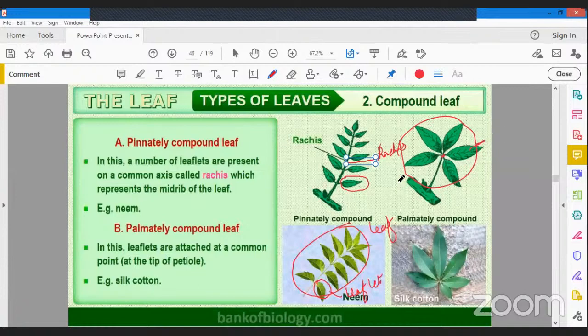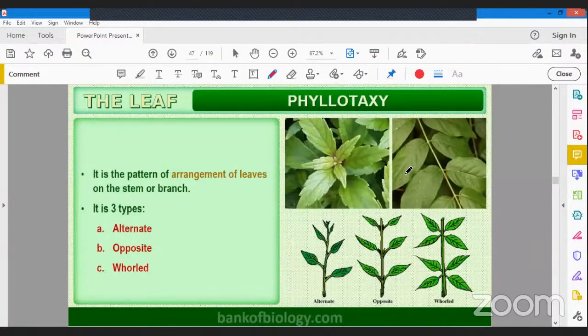Done. So we go to the next part. Phyllotaxy. What is phyllotaxy? It is the pattern of arrangement of leaves on the stem or a branch. It is called phyllotaxy. Take down. So there are three major types of arrangement: one is alternate, the other is opposite, and the third is whorled.